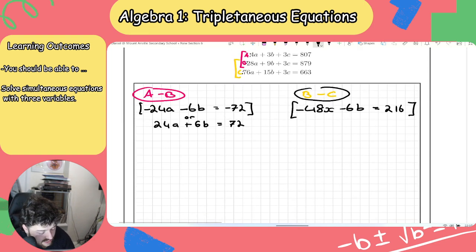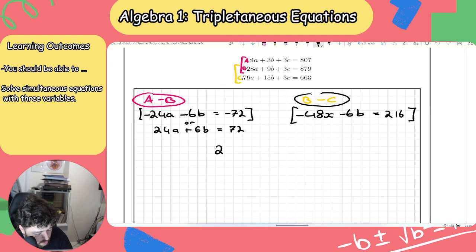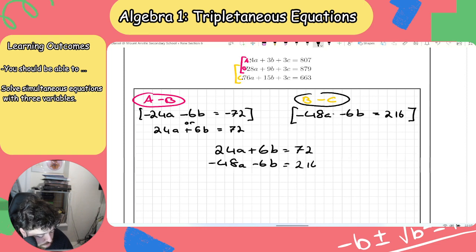Now I'm going to solve this simultaneously. So I'm going to take this one here: 24A plus 6B equals 72. Minus 48A, I just said X, I meant A here. You all know what I meant. Minus 48A minus 6B is equal to 216.